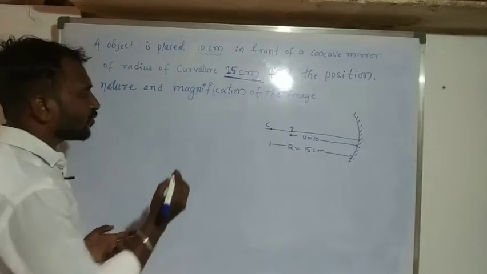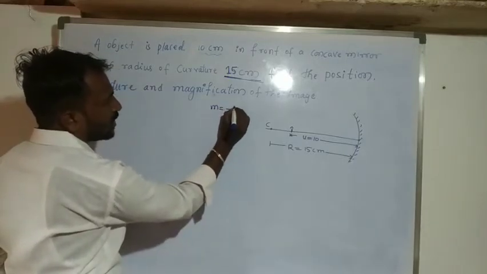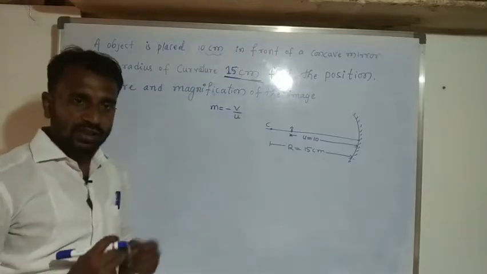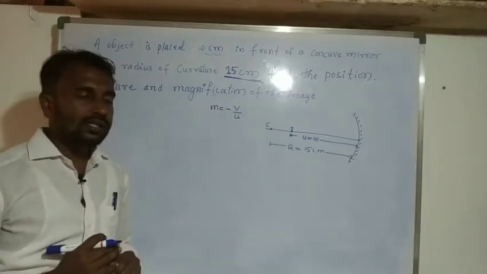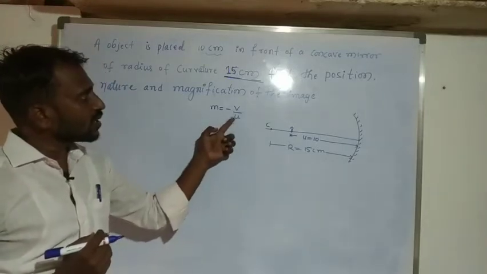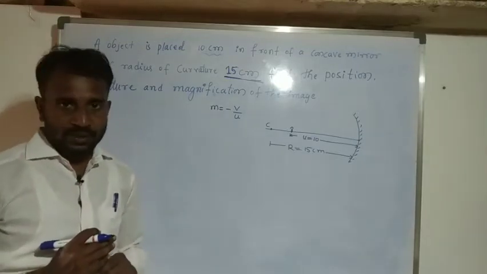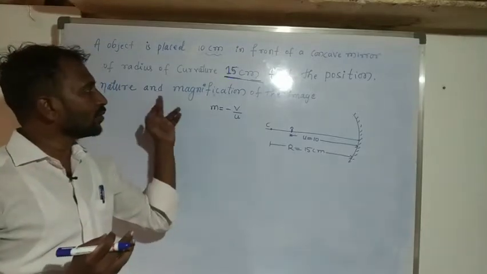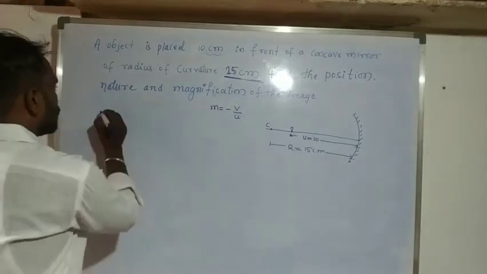The magnification formula is m is equal to minus v divided by u. Here m means magnification, v is the image distance and u is the object distance. The object distance is already given. We want to find out the image distance, and by using this image distance we have to calculate the magnification value.